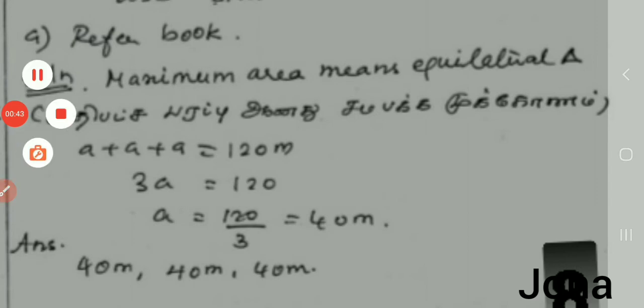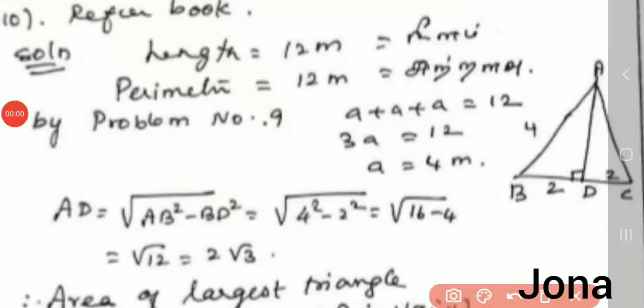Therefore we have all the sides are 4 meter as measurements there. 10th problem. Here it is given that perimeter is 12 meter. So from the previous problem we have a plus a plus a equal to 12, so 3a equal to 12, a equal to nothing but 4 meters.